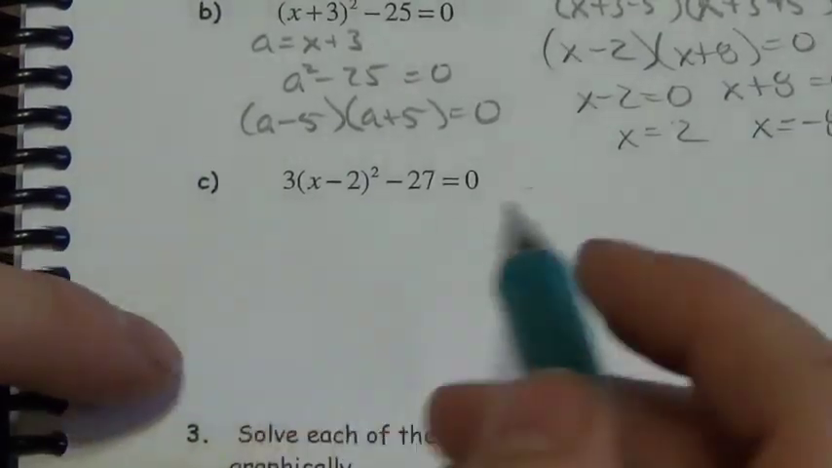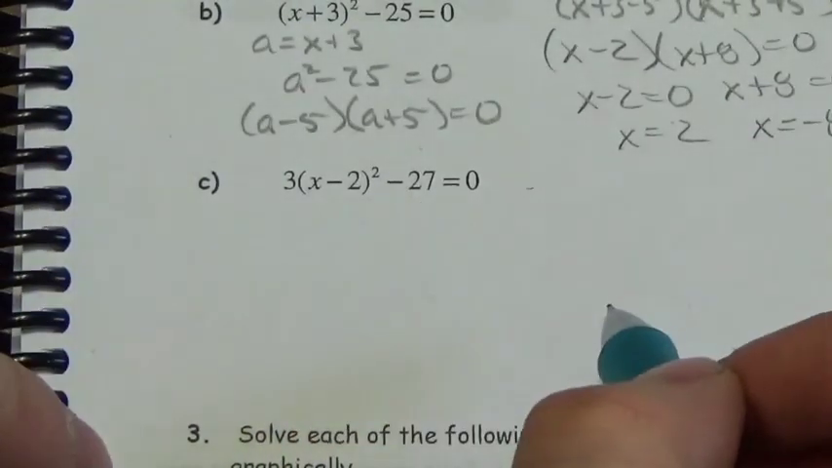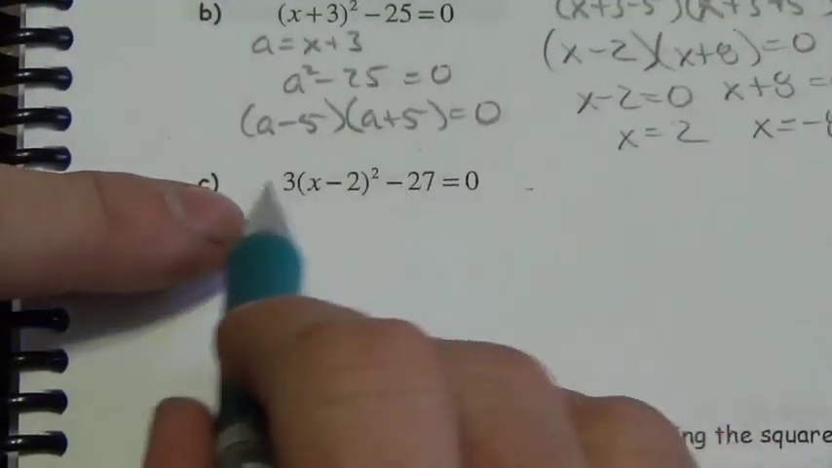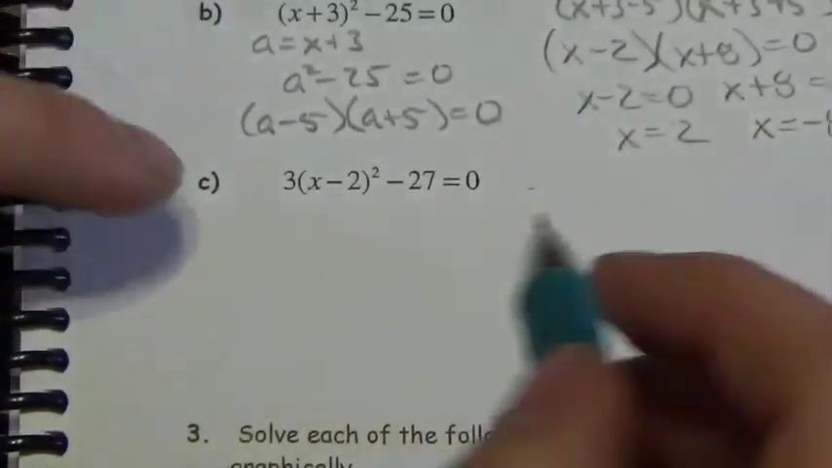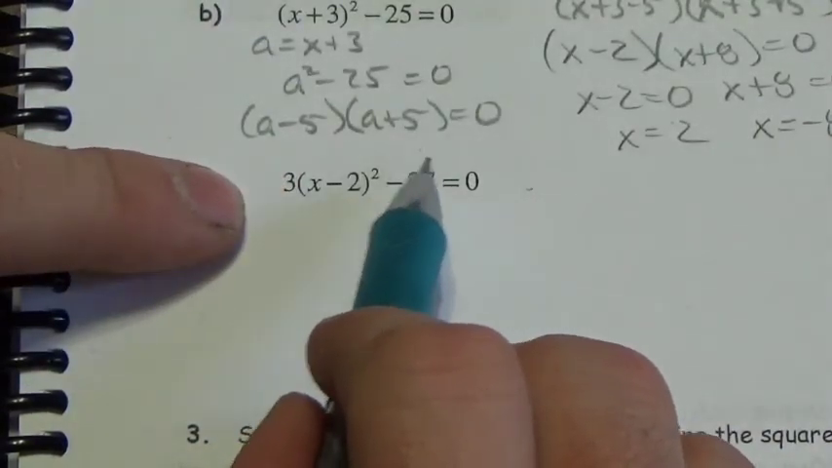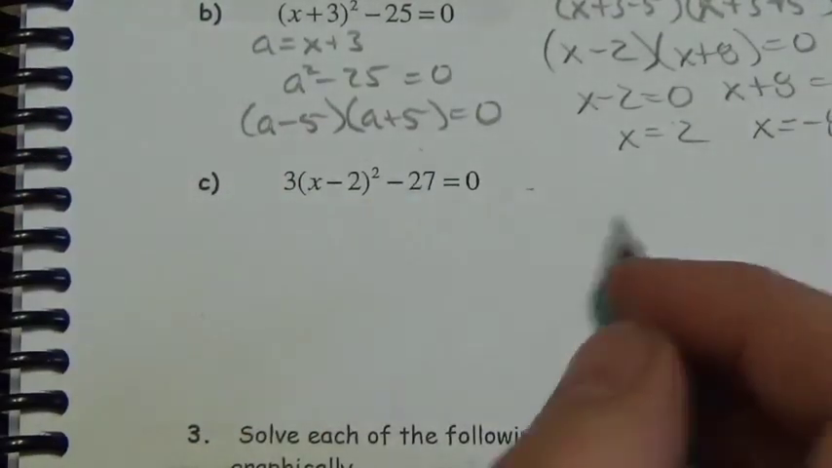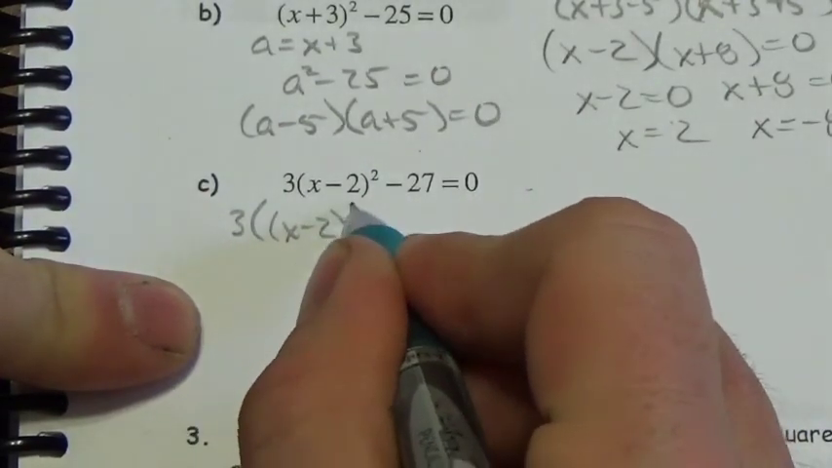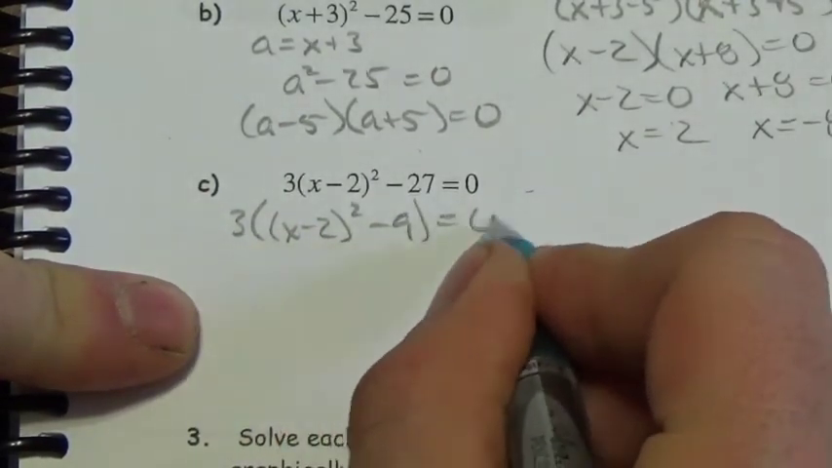So just be careful. Let's do this one more time here. 3 times (x minus 2) squared minus 27 is equal to 0. Now, the first thing that I see here is there's a common 3. When I'm looking at this, I'm looking for a difference of squares. I see a square, but the 27 is not a square number here. But I can factor out a 3. That'll make this (x minus 2) squared minus 9 is equal to 0.